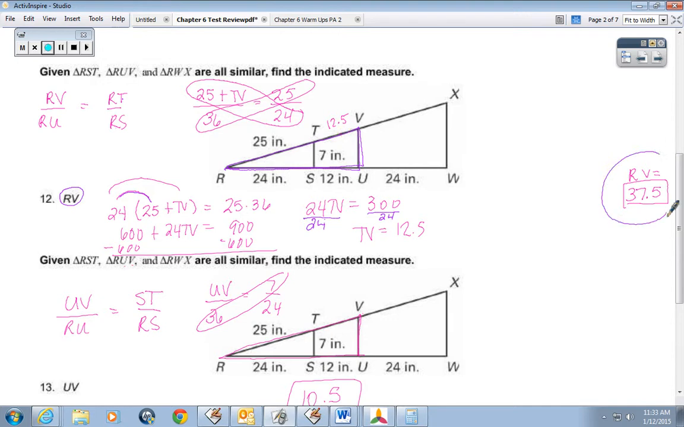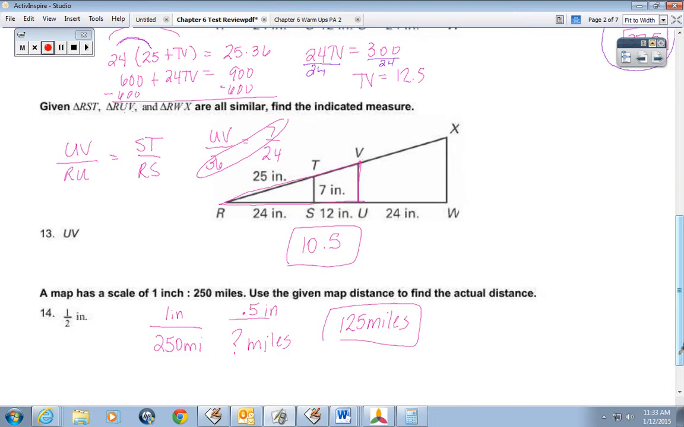We didn't have to use TV. So I used it without, I just had RV by itself and then 36 times 25. Now this one is a little bit more simple because you're not having to use the distributive property. Same thing. I set it up. Whatever it is I'm trying to find is the numerator to my first ratio. Then I look at this triangle, the one that UV is from, which is right here, RV or RUV.